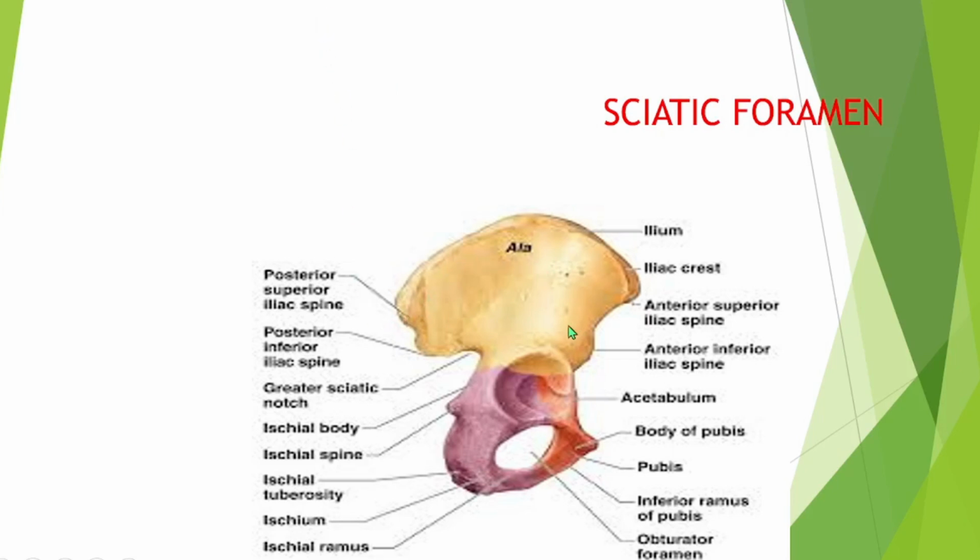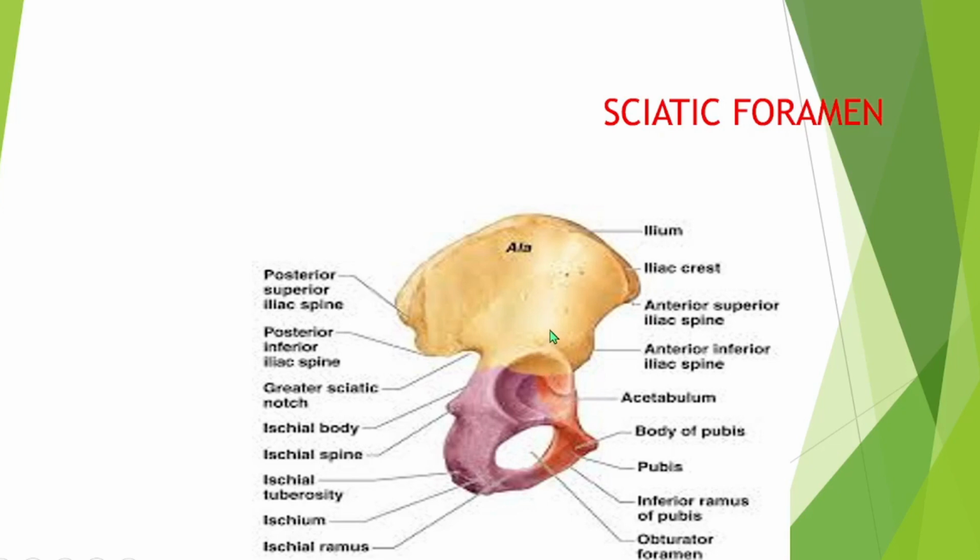Today we will discuss the sciatic foramen, the greater sciatic foramen and the lesser sciatic foramen. First of all, we know about the pelvic bone. It has three parts: the ilium, ischium, and the pubis.